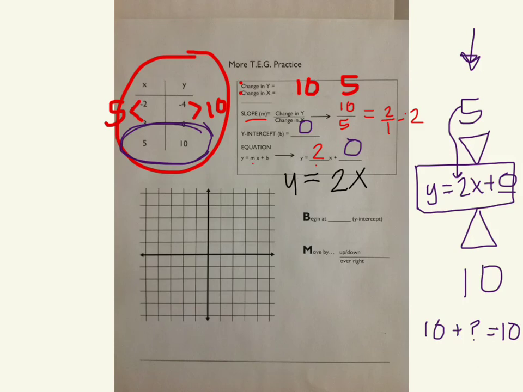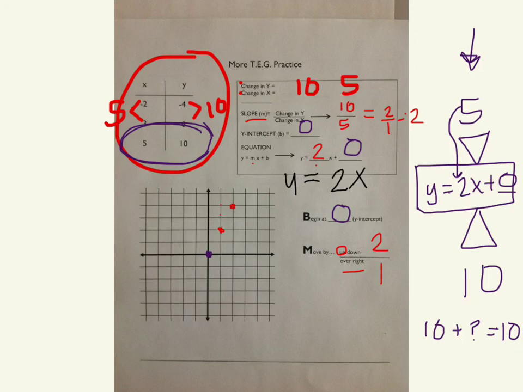Now let's go to graphing it. B, begin at the y-intercept. And our y-intercept is 0. So I'm going to begin at the origin. I'm going to begin at 0. My slope is 2, so I'm going to move by going up 2. I'm going up because it is a positive number, and I'm going over to the right 1. So from this point right here, I will go up 1, up 2, and over 1. So there I will plot my first point. Again, up 1, 2, over 1.